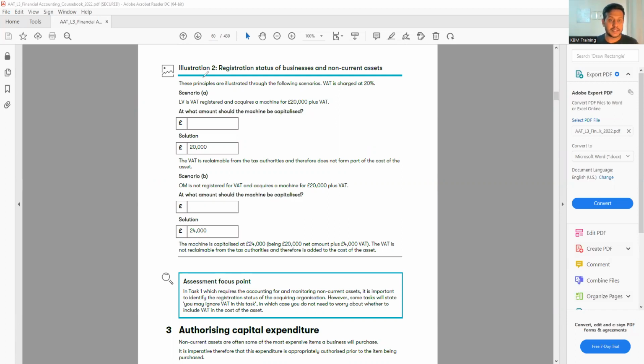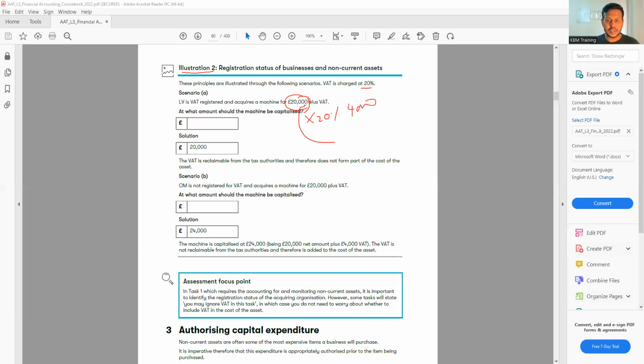Let's have a look at this example, illustration 2, the registration status of business and non-current asset. The principles are illustrated through the following scenarios. VAT is charged at 20%. The VAT rate is 20%, it's fixed anyway. Even if the question doesn't mention that, always remember the VAT rate is 20%. Scenario A: LV is VAT registered and acquires a machine for 20,000 plus VAT. Now 20,000 plus 20% VAT, that will be 4,000.